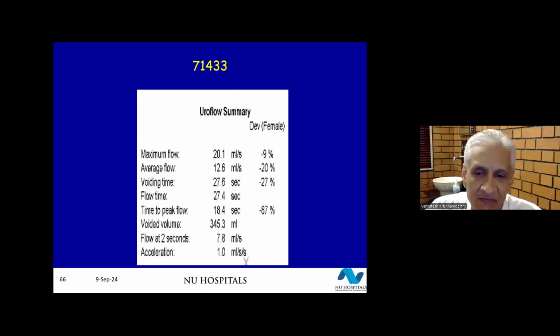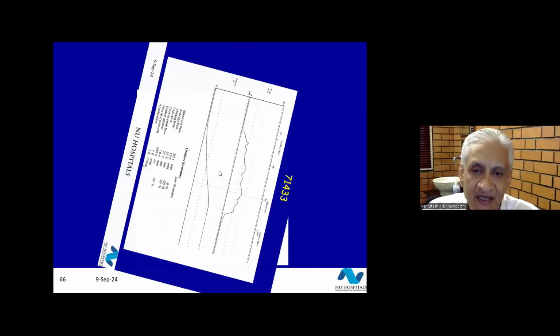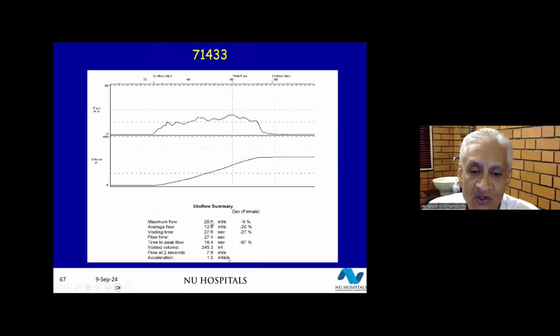So flow, on the face of it, it looks all right. Yes, sir. Am I right? Yeah. But there is a small point that see, time to peak flow. Yes, sir. Time to peak flow is prolonged, and that is what this will show. So on the face of it, it looks like, oh, peak flow of 20, average flow 12, voiding time is 27 seconds, so it's all right. But you see that there is a struggle to empty.